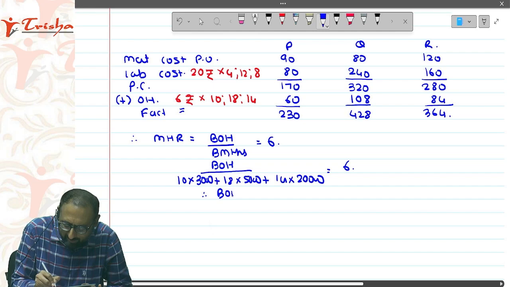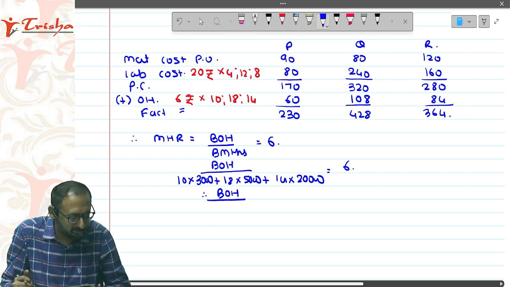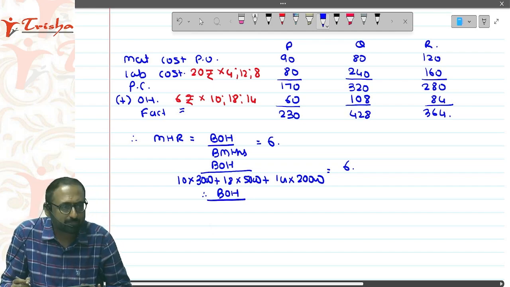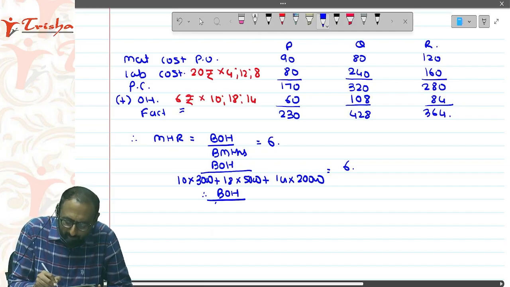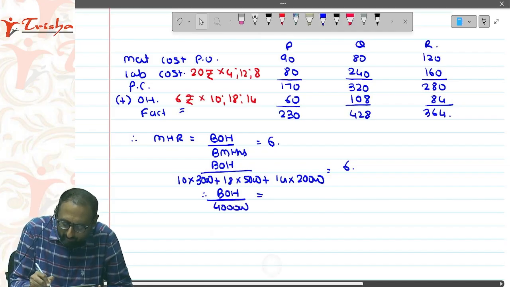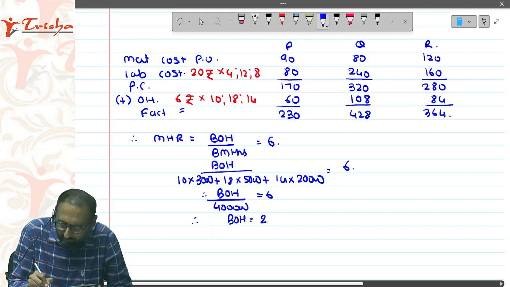Therefore, budgeted overheads upon the total of those machine hours. How many total machine hours are there? Are you sure? 4 lakh is equal to 6. Therefore, budgeted overhead is equal to 4 lakh into 6. Is it 24 lakh rupees total budgeted overheads?